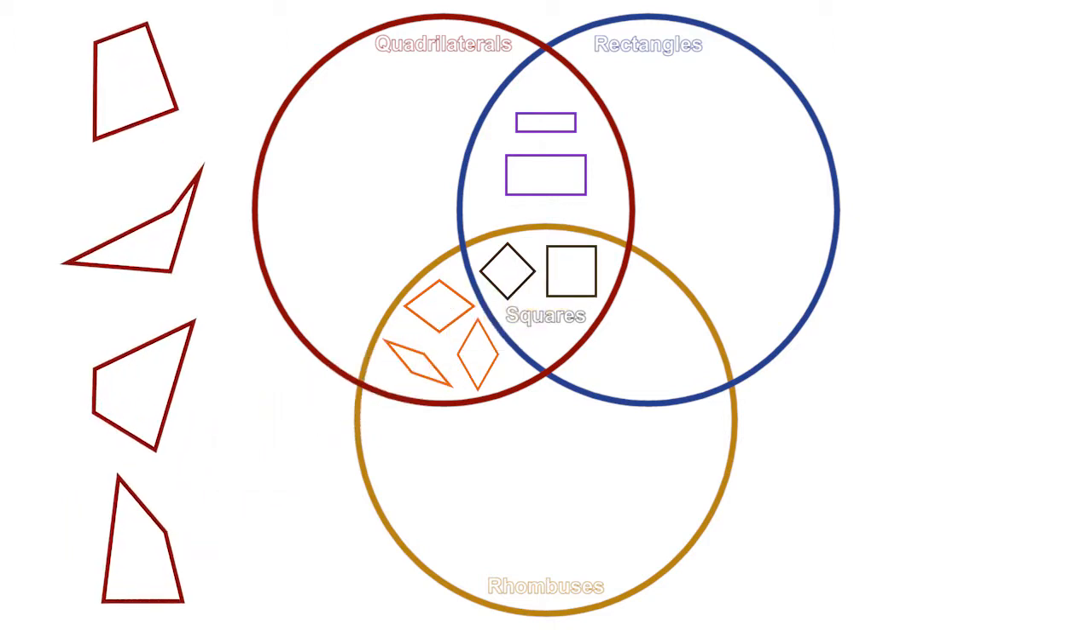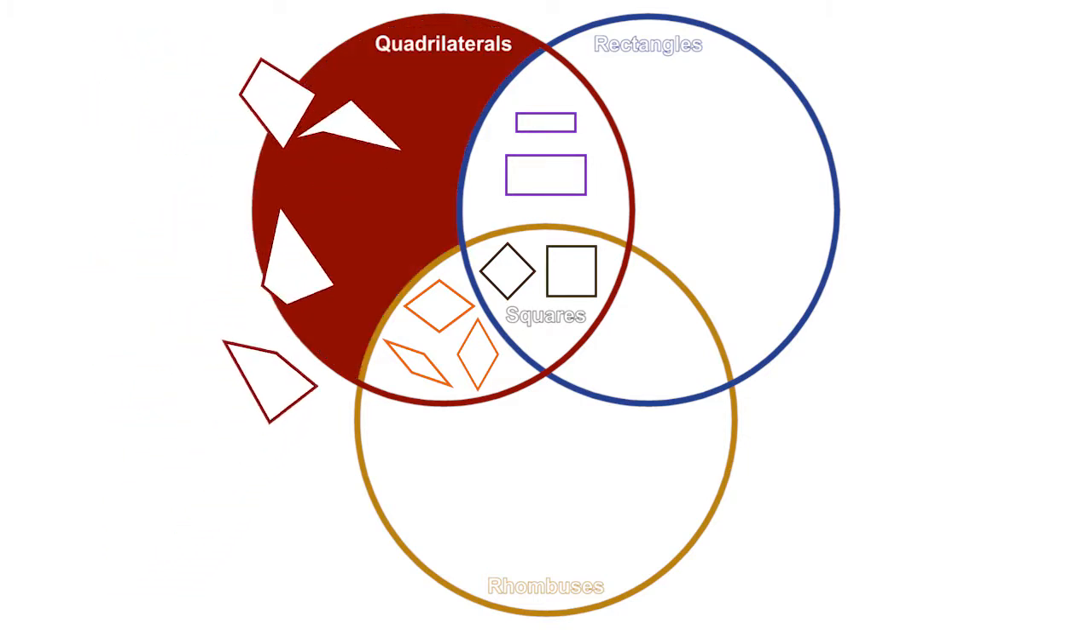Now let's bring up four more quadrilaterals. All of these shapes have four sides, but none have four equal sides, and none have two sets of parallel and congruent sides. These are just quadrilaterals and will be moved into the non-overlapping quadrilateral portion.